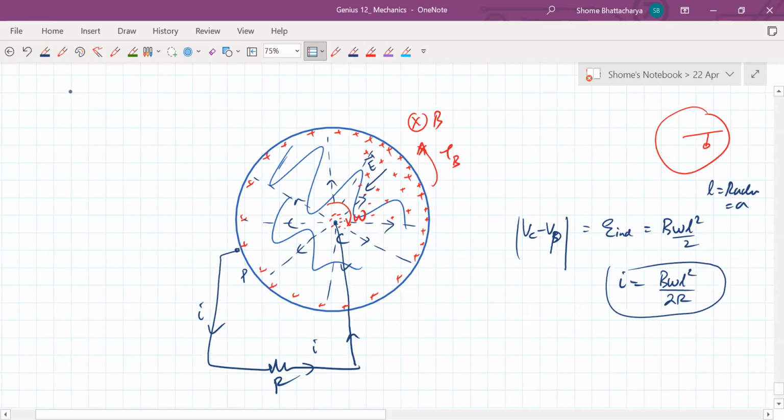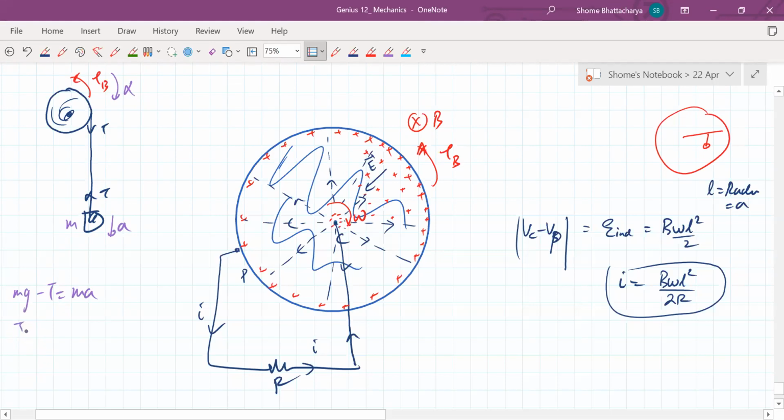Going back to our free body diagram of the situation, this whole rotating disk, there is some tension here and some magnetic torque here. That will ensure that this has some angular acceleration alpha, and this has some linear acceleration. If this mass is m, then for the block you have mg minus T is equal to ma. For the disk or the pulley, you have T into radius. Radius I have taken as L. In the problem it is given as small a.